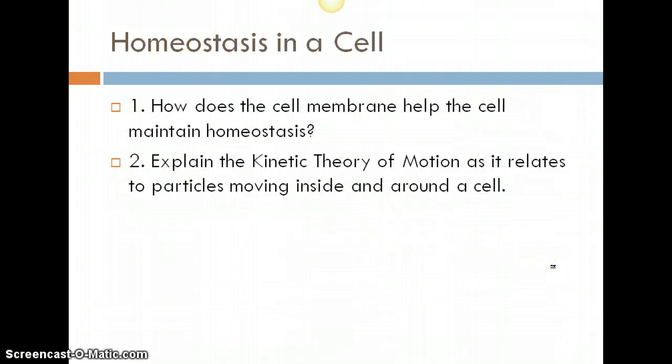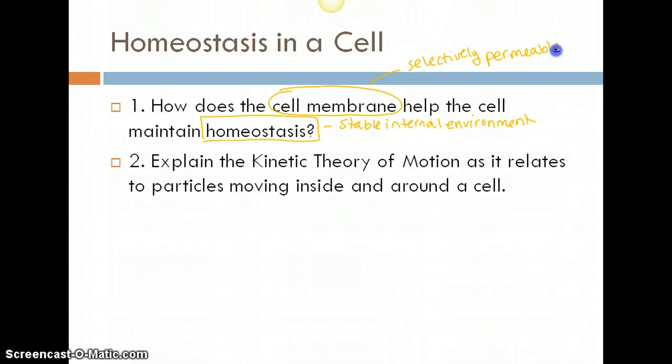Okay, homeostasis in a cell. This leads us into chapter 5. How does the cell membrane help the cell maintain homeostasis? Well, homeostasis, going back over that word, is a stable internal environment, and so the cell membrane itself will be selectively permeable to let some things in and out based on what will help maintain homeostasis.